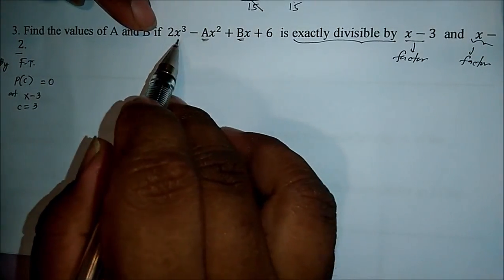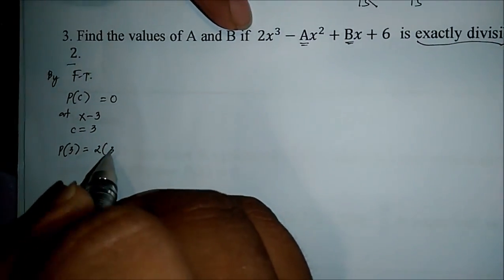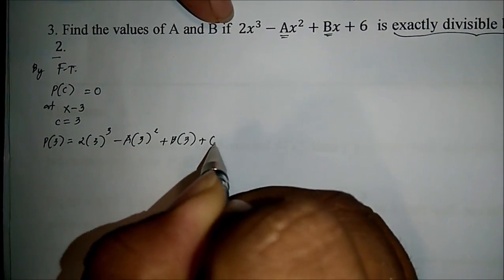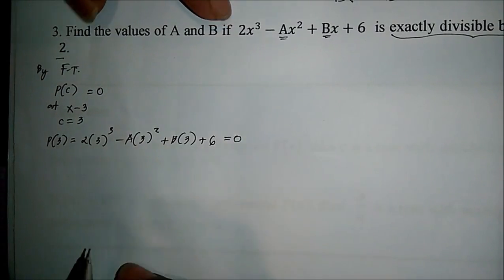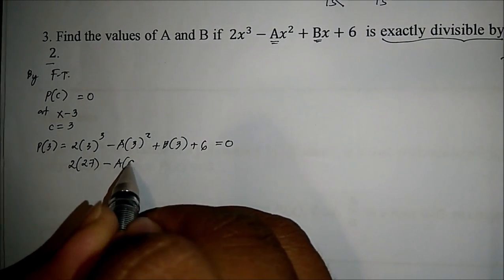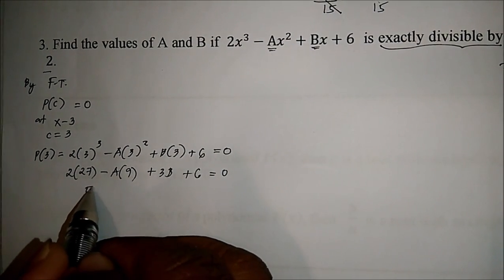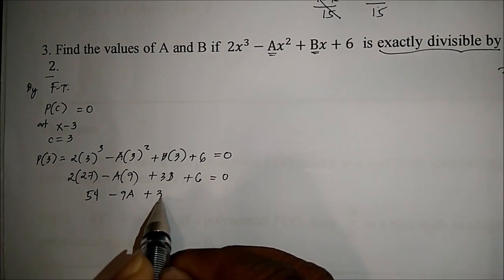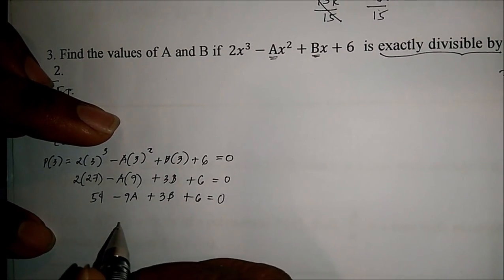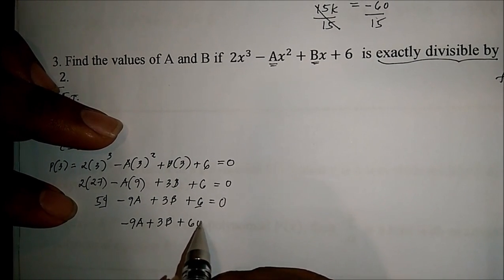So, let's do substitution. We have p of 3 equals 2 times 3 raised to 3 minus a times 3 raised to 2 plus b times 3 plus 6. In this case, the remainder should be equal to 0. Now, simplifying it, we have 2 times 3 raised to 3 is 27, minus a times 3 squared is 9, plus this is 3b, plus 6 equals 0. So, 2 times 27 is 54, minus 9a, plus 3b, plus 6 equals 0. Simplifying this, we have negative 9a, plus 3b, then 54 plus 6 is 60 equals 0.